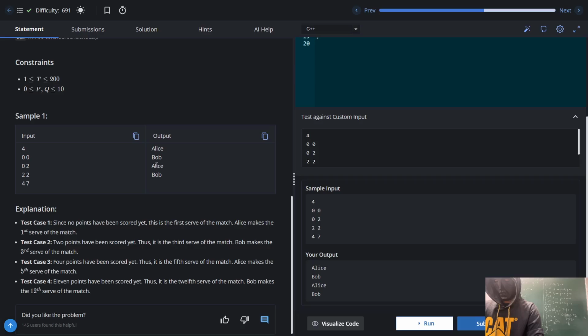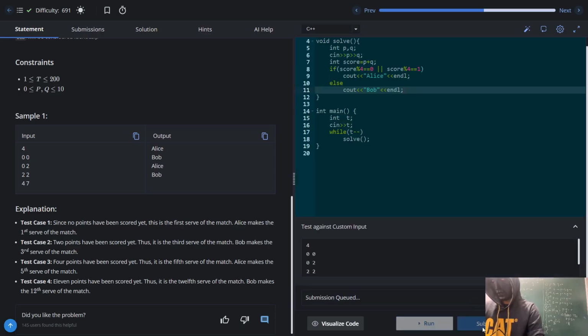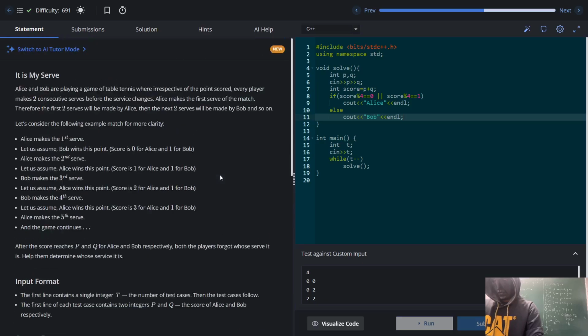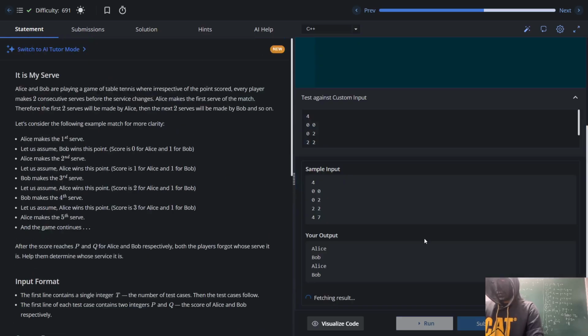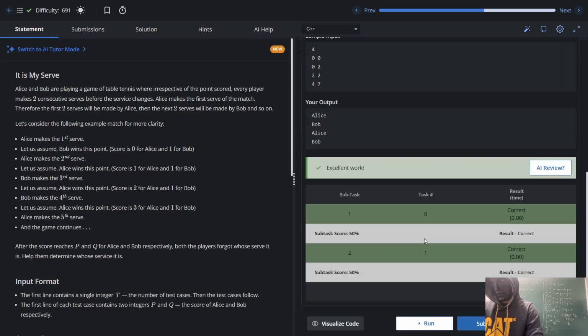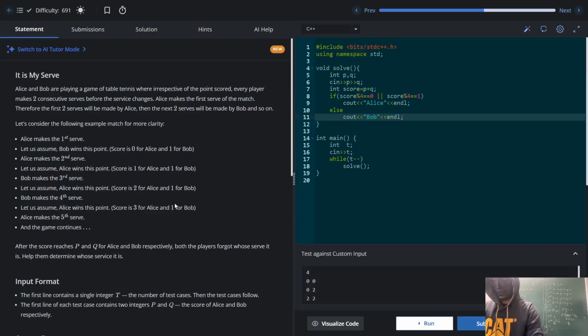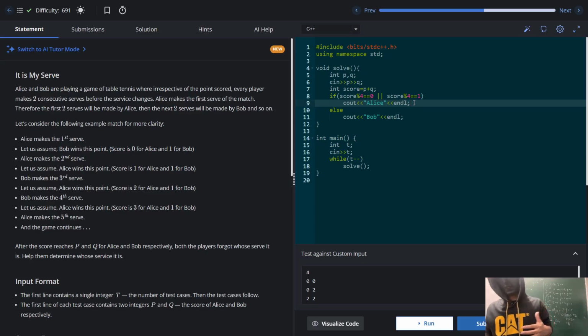We should get the answer Alice Bob, and we are getting it. Let's try to submit. Yeah, it got accepted. So it was not that hard, it was easy only. Basically, you had to find the score. The score denotes how many services are done in table tennis, and modulus of 4 finds the pattern: for every 4 services, Alice will be the one doing it again. So yeah, in this way you could have solved it.